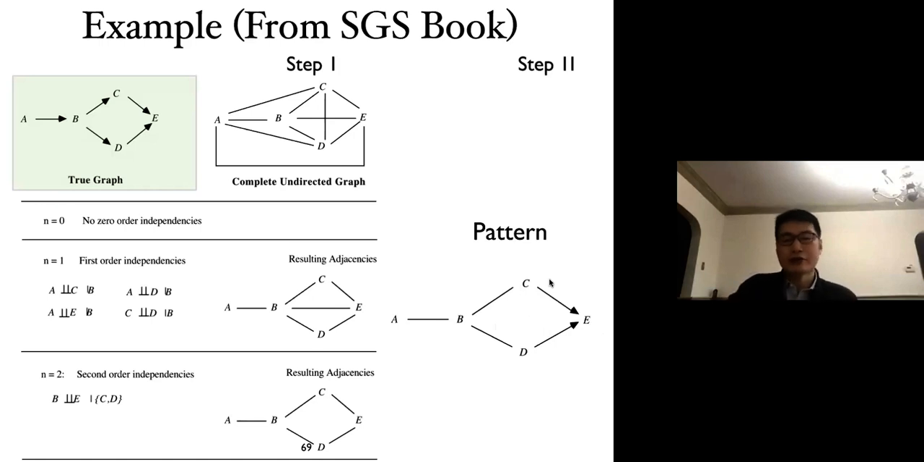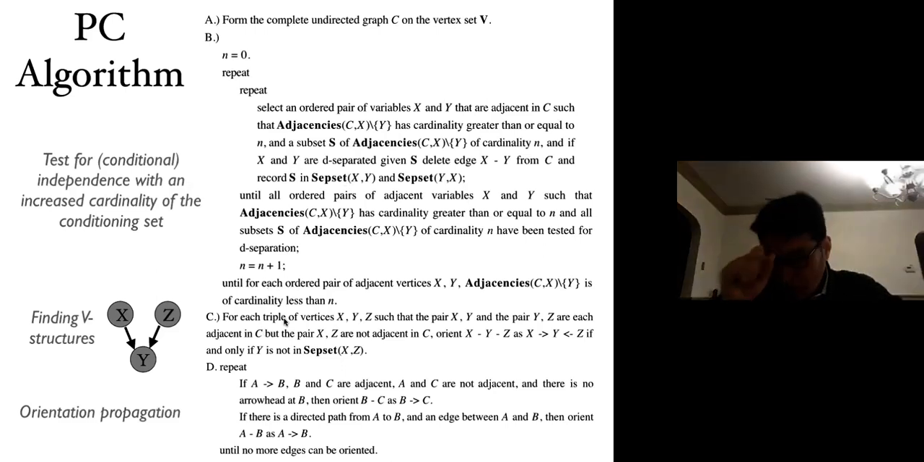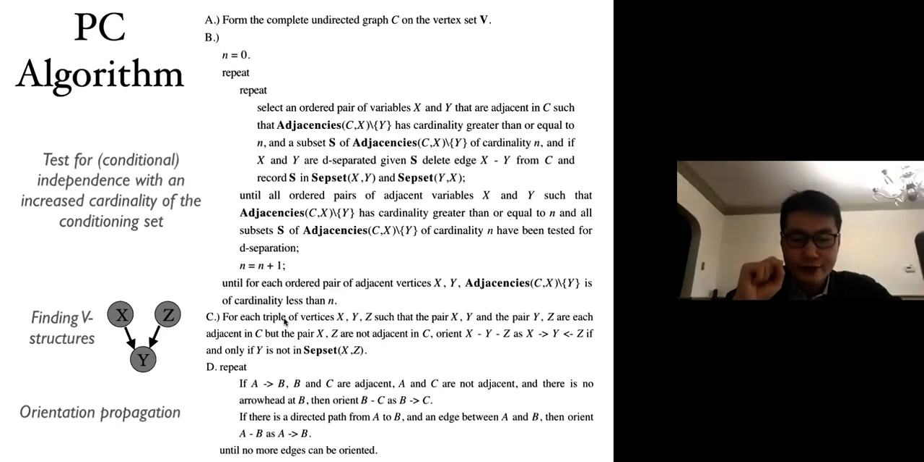And then you try to go further, right? Unfortunately, in this example, you cannot go further. You cannot determine any other causal direction. This is the PC algorithm. Step A, you initialize this graph with a complete undirected graph, and step B, you just find the skeleton. And in step C, you find all V structures from data.